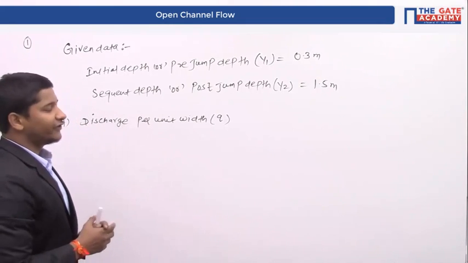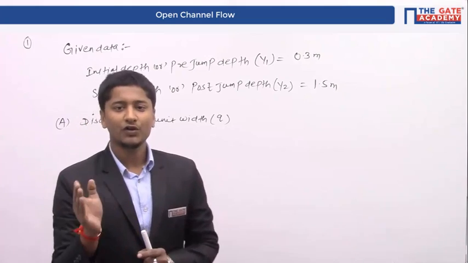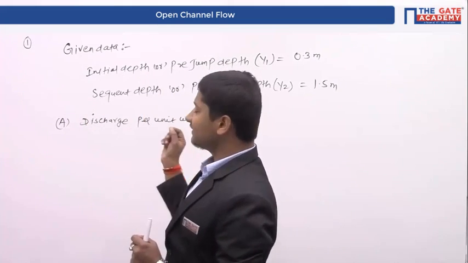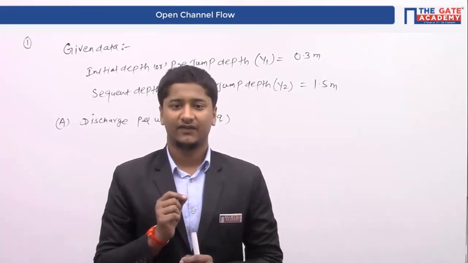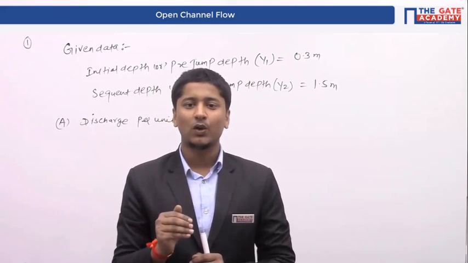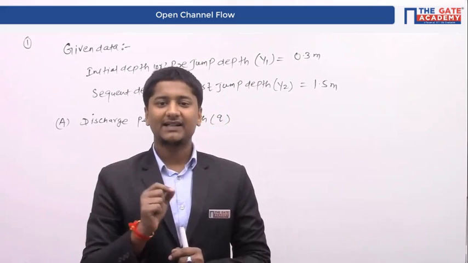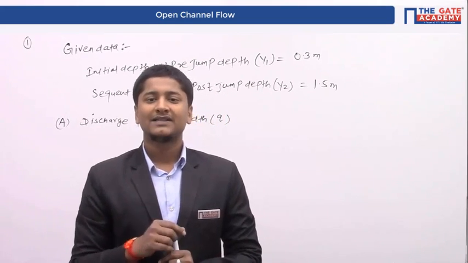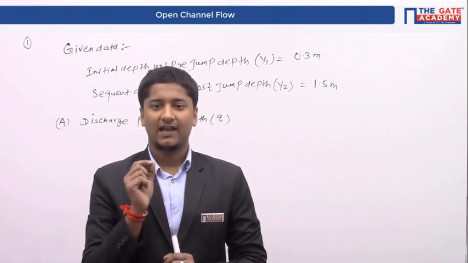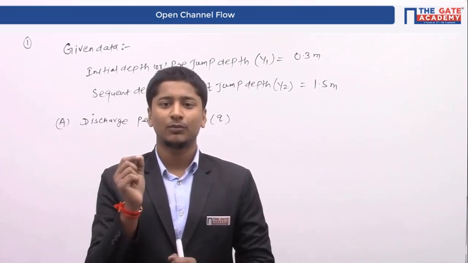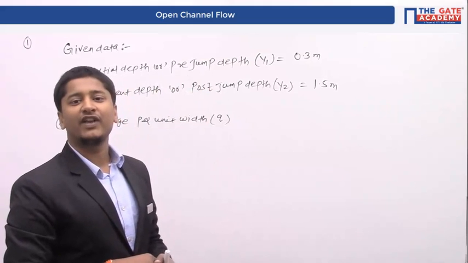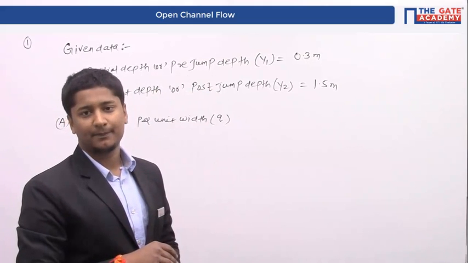So the discharge per unit width is the first thing they are asking. Before starting, a small introduction about the initial depth and the sequent depth. Initial and sequent depths are the depths which occur in a hydraulic jump, and at those depths your specific force will be the same. The specific force concept is related to the momentum concept, so for both depths the specific force will be the same.